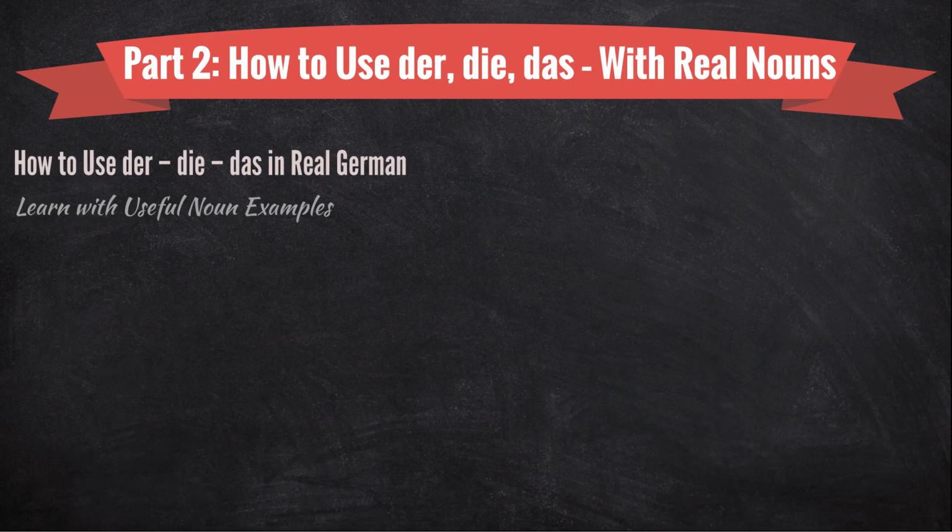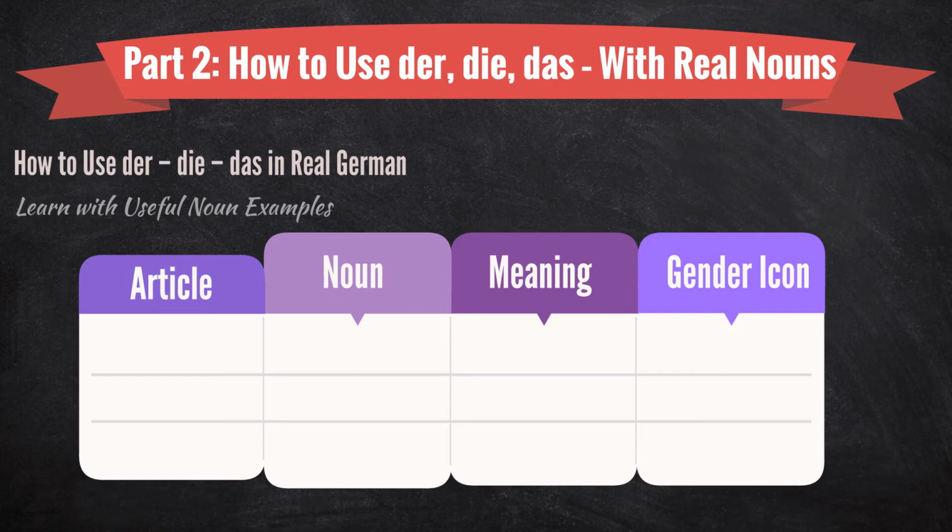Now that you know German has three different words for the, and these are der, die, and das, let us learn how to actually use them with real nouns. Here is a good tip. Instead of just learning the word Hund, which means dog, you should say der Hund, the dog. Why? Because Hund is a masculine noun, and it always needs the masculine article, der.